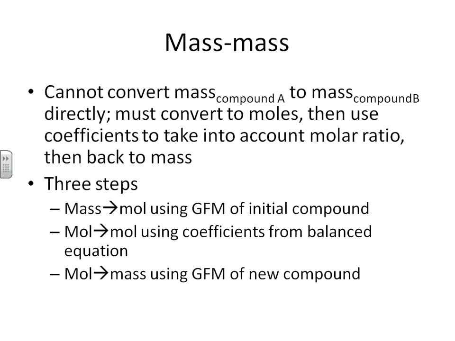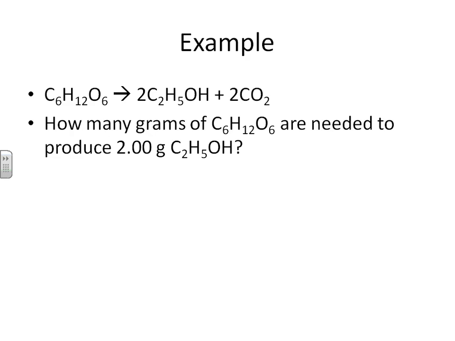And in the final step, because now you'll have moles of the compound that you're interested in, you don't want to leave it as moles, you want mass. So you're going to use the gram formula mass of the new compound. It's a different GFM than the one that you started with, and turn the moles back into mass. So mass to moles, moles to moles, moles to mass. It's a three-step process. And we're going to do it all with dimensional analysis, because that's what it's useful for, doing these multi-step conversions in one go.